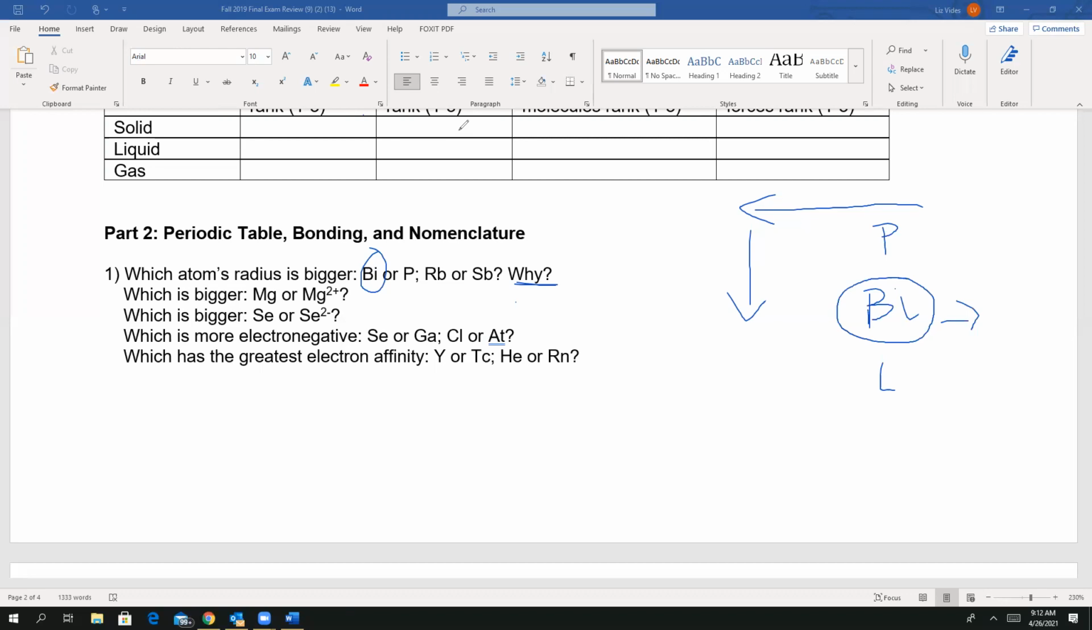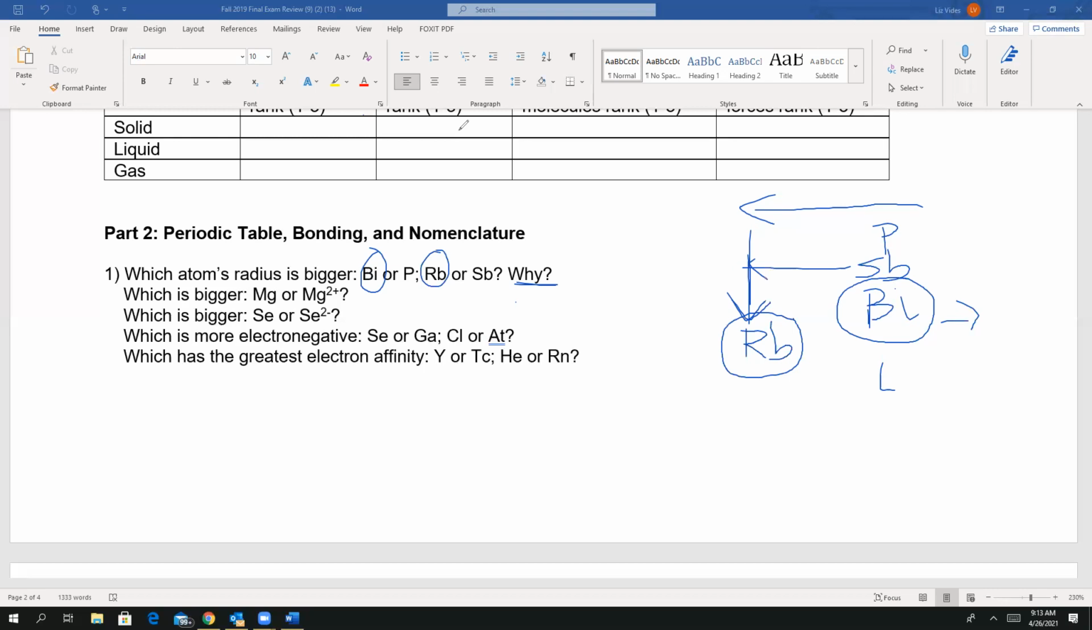All right, the rest is rubidium. Rubidium is right here somewhere, right? And antimony is actually right here, right before there. So obviously this one's the larger one. Why? Because it's farthest to the right and also lower, for both of the reasons, right? Okay, so rubidium is the highest.